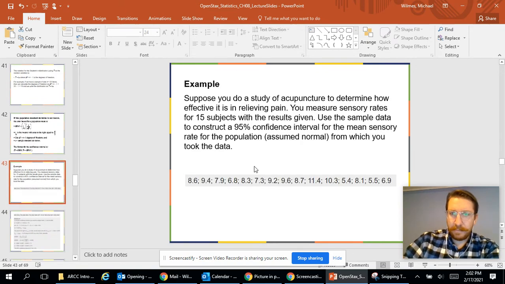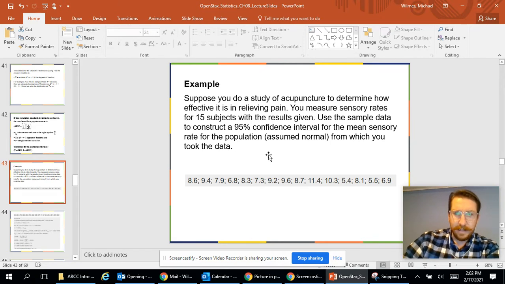All right, so let's try one. Suppose you do an acupuncture study to determine how effective it is in relieving pain. You measure sensory rates for 15 subjects with the results given. Use the sample data to construct a 95% confidence interval for the average sensory rate for the population, assuming it's a normal distribution for which you took the data.